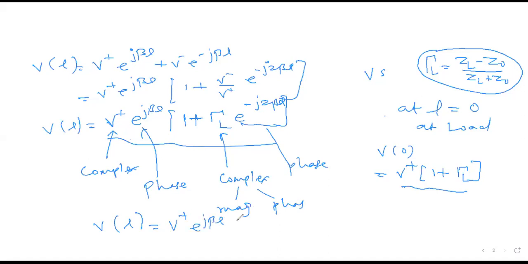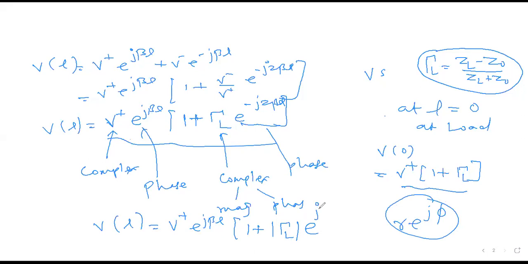This is another phase. 1 plus gamma L, I can write as magnitude of gamma L times a phase. So you remember how we write a complex quantity? We write R e raised to j phi, right? This is how we represent complex quantities. R is the magnitude and e raised to j phi is the phase. So I can write some quantity as the phase of the reflection coefficient.